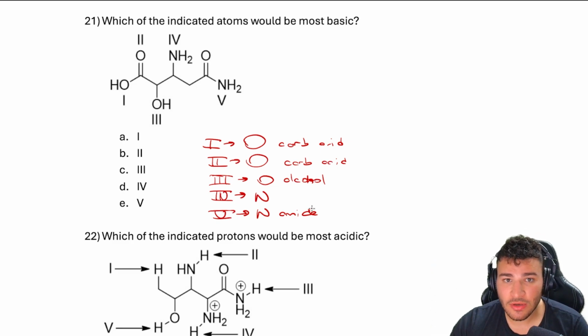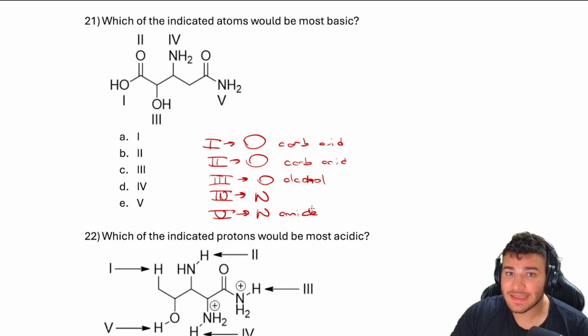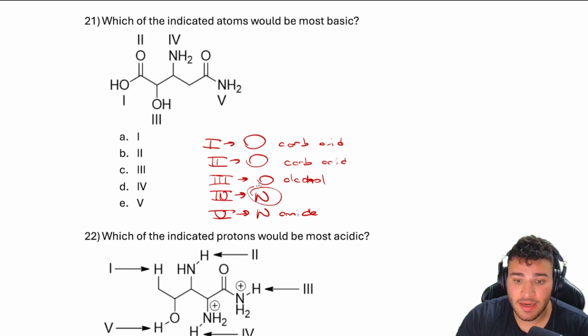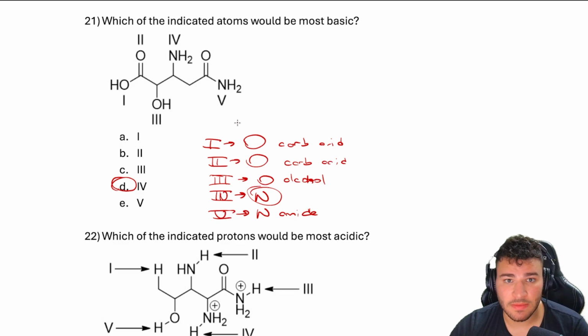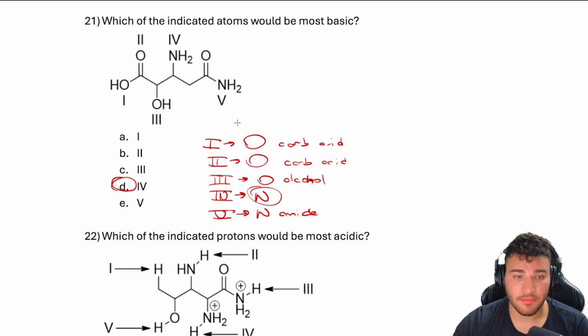And so if you're looking for the most basic, let's look for the site that's the least acidic. That makes nitrogen, right? Just regularly charged nitrogen, neutral, is going to be weaker than pretty much everything else on this list. There's no resonance. There's nothing really going on. And so because of that, our answer is D. This is going to be the most acidic, this is going to be the most basic atom.